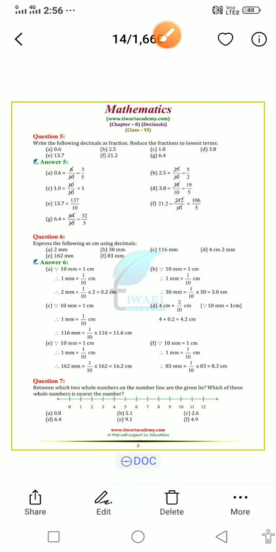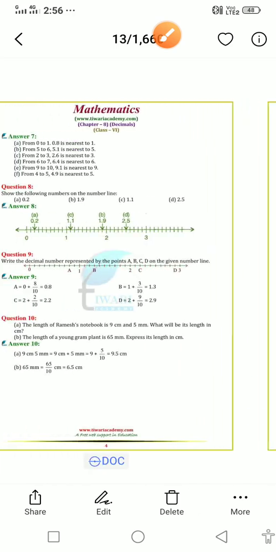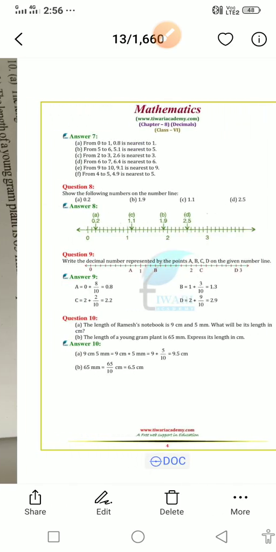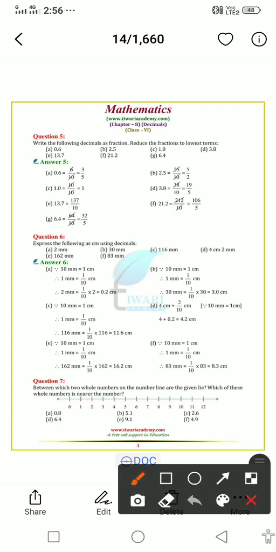Between which two whole numbers on the number line are the given lie? Which of these whole number is nearer the number? See, 0.8 is given. So where is 0.8? 0.8 is between 0 and 1. 0.8 is between 0 and 1. So that is nearer 1. See, here all answer is given. If 9.1, so between 9 and 10 that number should be. So only 0.1, that means exactly answer 9.